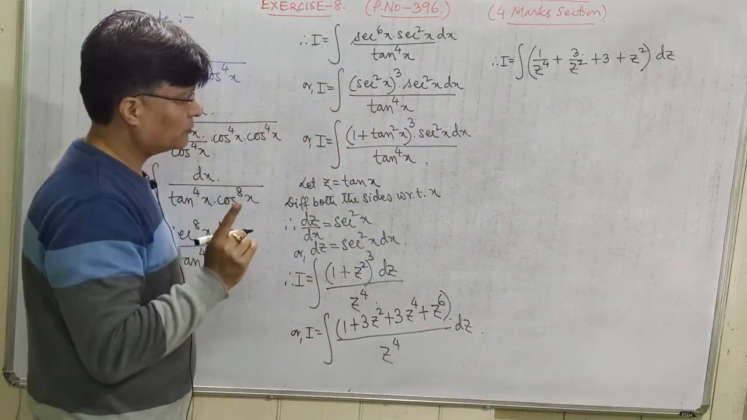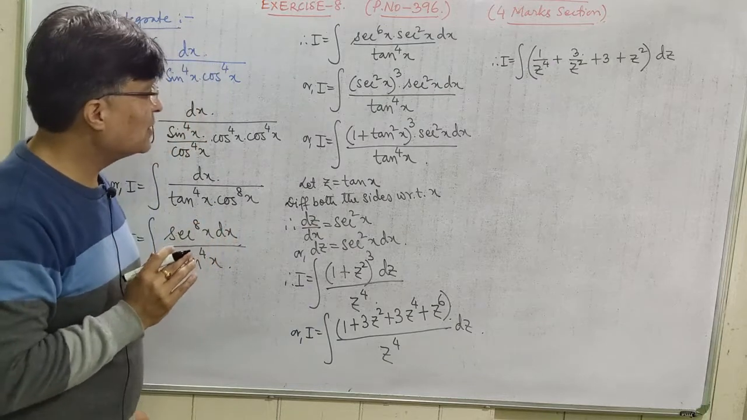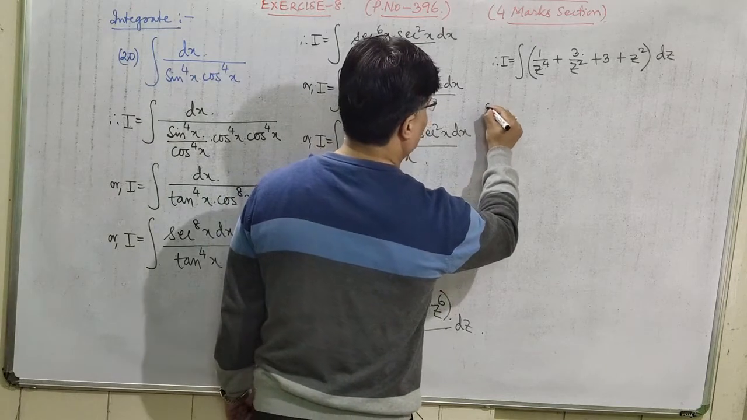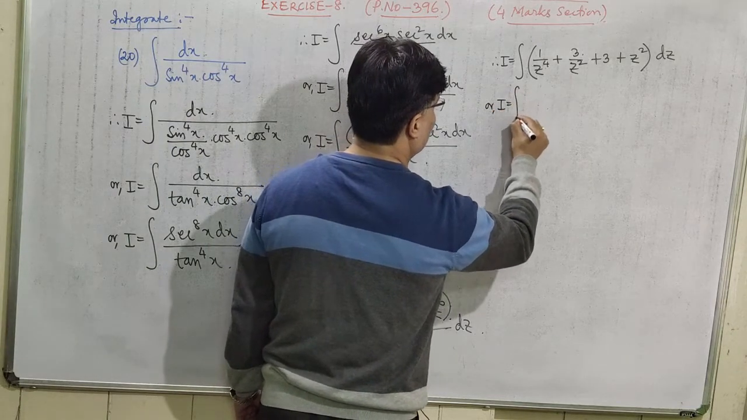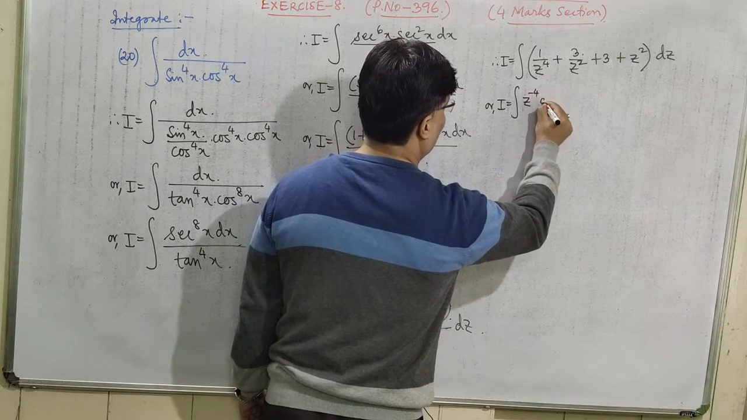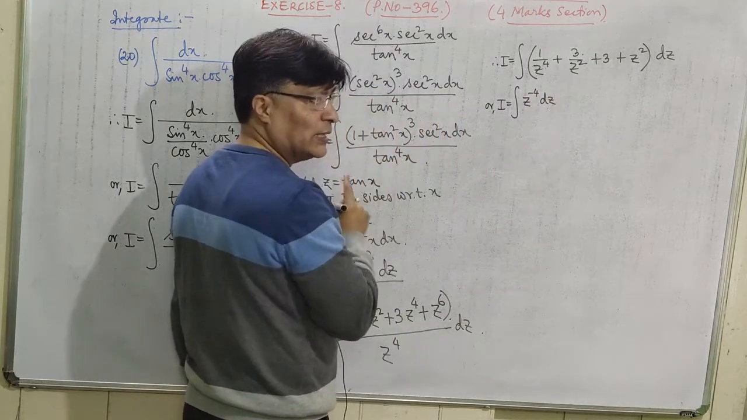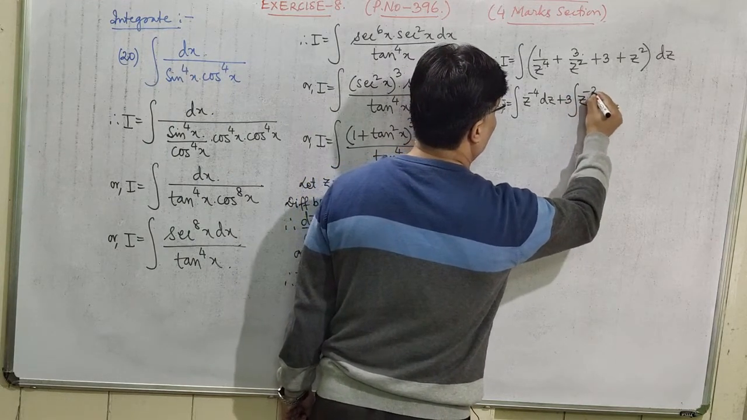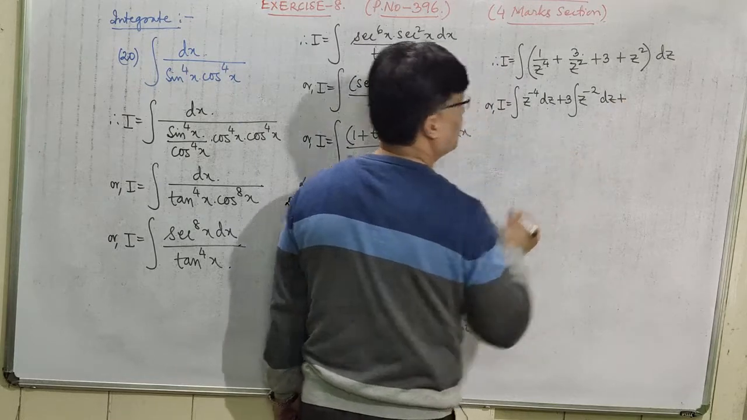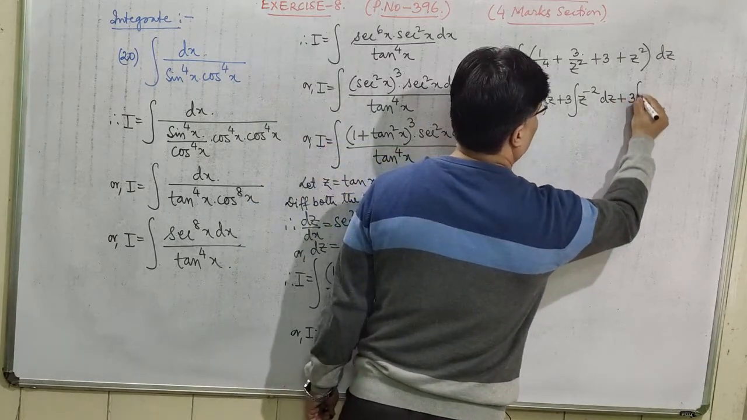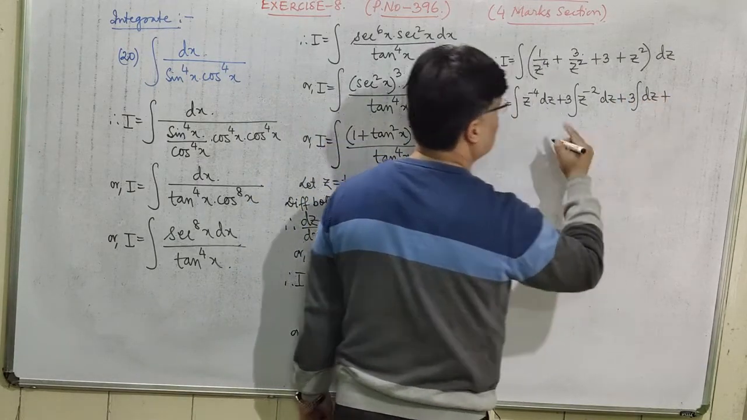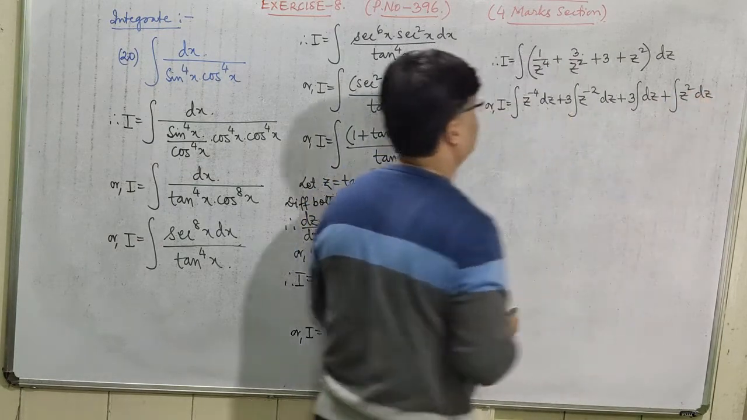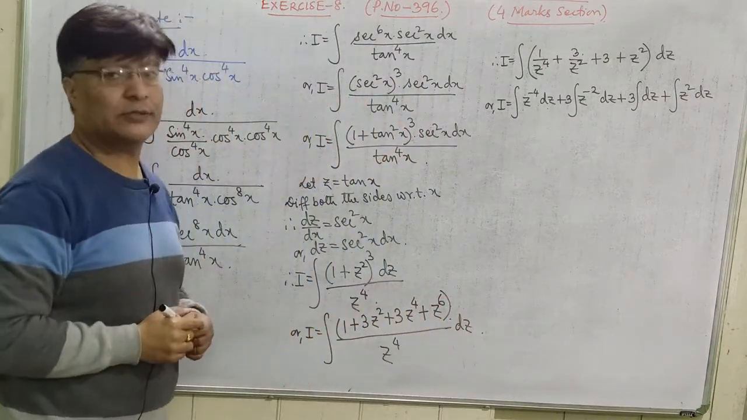Is that clear? Now in this case, this z to the power 4 and z square can be taken to the numerator, and you can separate the term. I is equal to integration of z to the power minus 4 dz. So then you can easily integrate them. Plus 3 integration of z to the power minus 2 dz plus 3 integral dz plus, what is the last one? Integration of z square dz. So I think you have understood it.